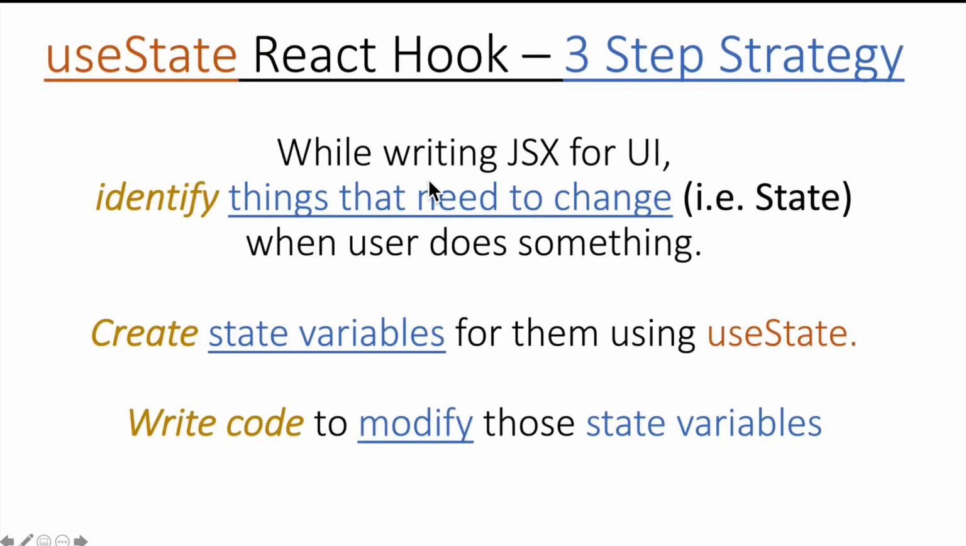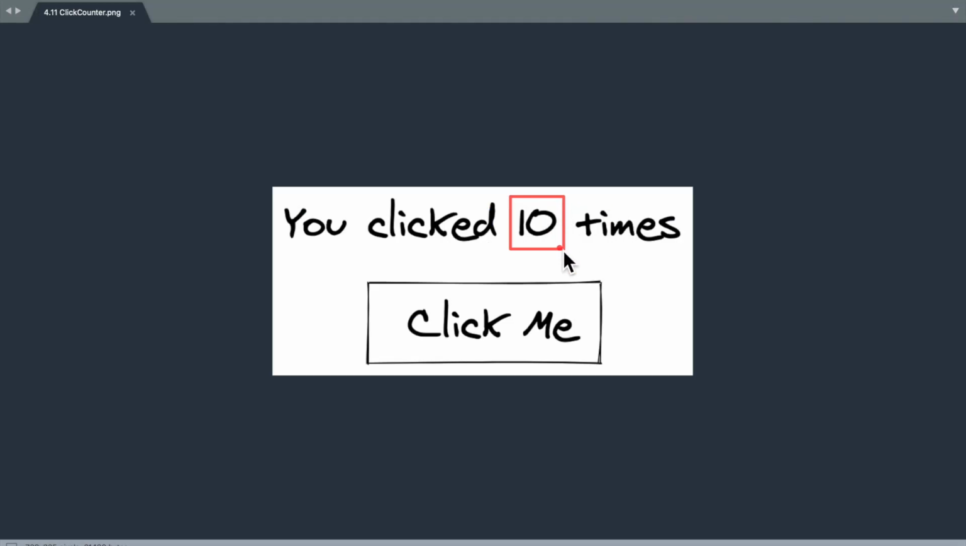And I mentioned here that while writing the JSX for the UI, let us identify things that need to change. And we know that the number over here is what will change when the user clicks on the button.